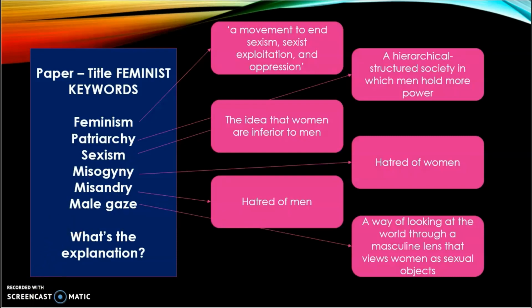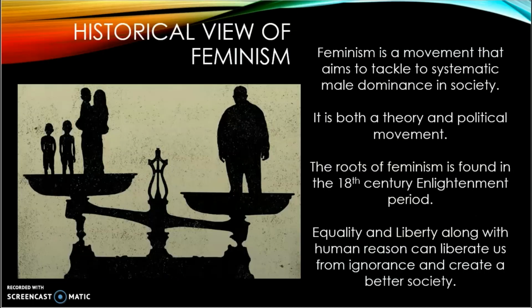So before we start filling in our table, I just want to take us through a historical view of feminism. Feminism is a movement that aims to tackle systematic male dominance in society. It has been both a theory and a political movement. We start to see the roots of feminism found in the 18th century Enlightenment period.